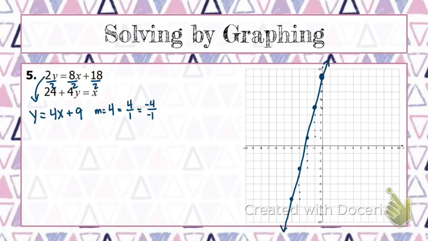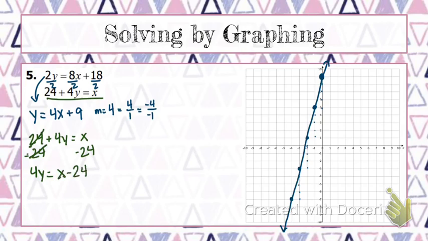All right, now graph number 2. Here's what we're starting with. I want to get y by itself, so we're going to subtract 24 from both sides. Let me just rewrite this. 24 plus 4y equals x. Minus 24, minus 24. These give us 0, and 0 plus 4y is 4y. And x minus 24 cannot be combined because they are not like terms, so we just get x minus 24.